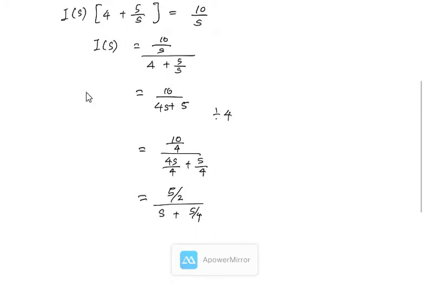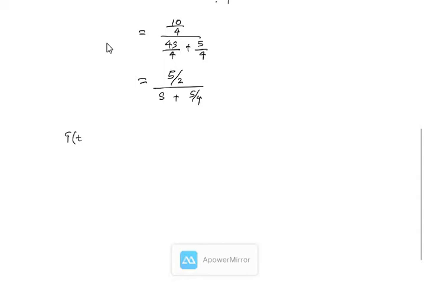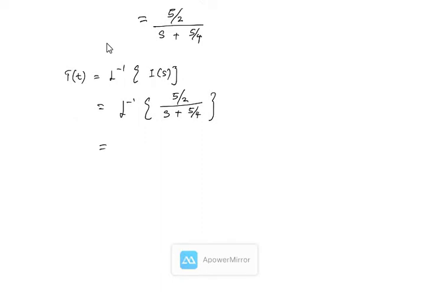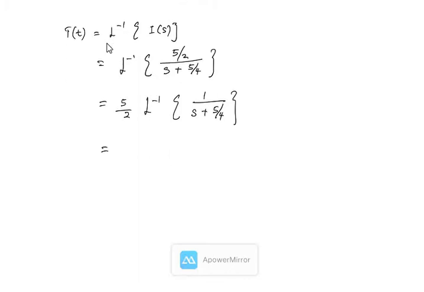Since this is I(S), we want to get i(t). Therefore, we take the inverse Laplace transform of I(S) and we will get i(t). So the inverse Laplace transform of 5 over 2 divided by S plus 5 over 4. We can take out the 5 over 2, which is the constant, and then the inverse Laplace of 1 over S plus 5 over 4. This is equivalent to 5 over 2 e to the power negative 5 over 4 t u(t).